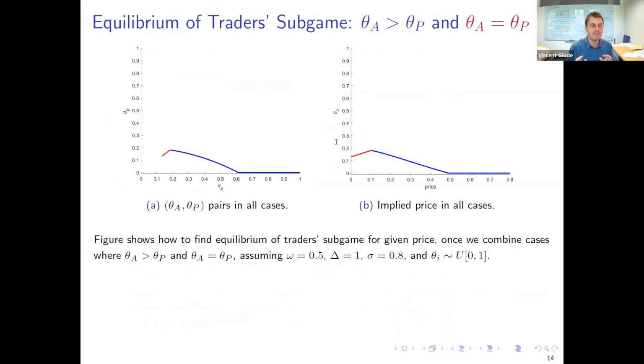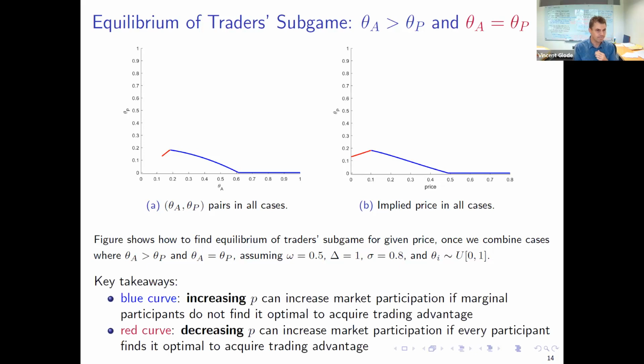So now, before we get to what the monopolist wants to do, let me show you a little bit of what the equilibrium of the trader subgame will look like, right? Here on the y-axis, you have theta p, and remember, theta p is the lower bound, the marginal type that is willing to participate, and anyone above theta p participates. On the x-axis, you have theta a, which is the same thing, but for acquiring the trading advantage.